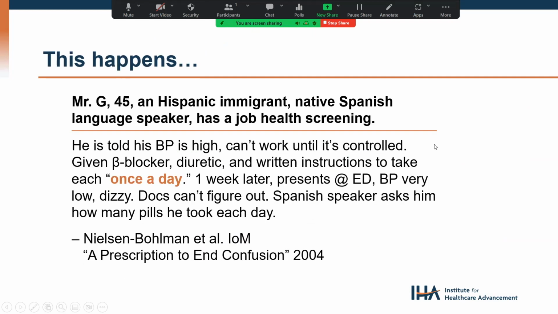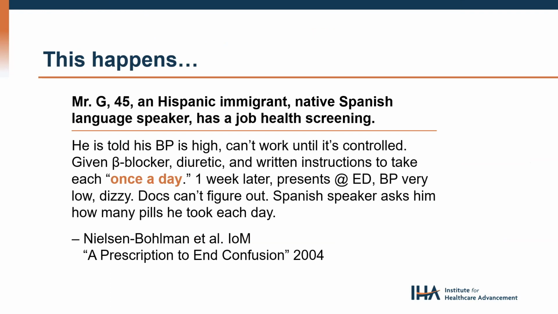Mr. G, 45, a Hispanic immigrant, native Spanish language speaker, has a job health screening. He's told his blood pressure is high. He can't work until it's controlled. He's given a beta blocker, a diuretic, and written instructions to take each, quote, once a day. A week later, he presents at the emergency department. His blood pressure is very low. He's dizzy. The doctors can't figure out what's going on.